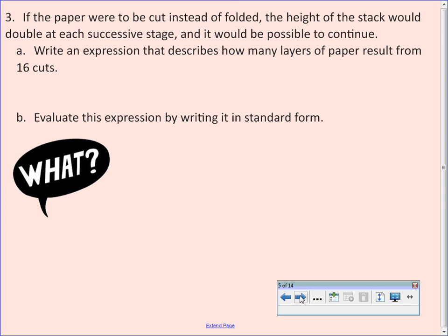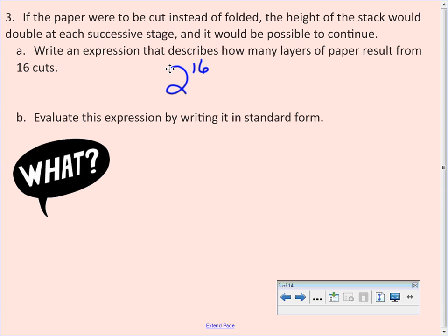So now, if we wanted to write an expression that describes how many layers of paper resulted from 16 cuts, so like 16 folds, how would we write that in exponential form? They want an expression. 2 to the f power equals 16. Well, f is now 16. So 2 to the 16th power. They want you to evaluate that now.